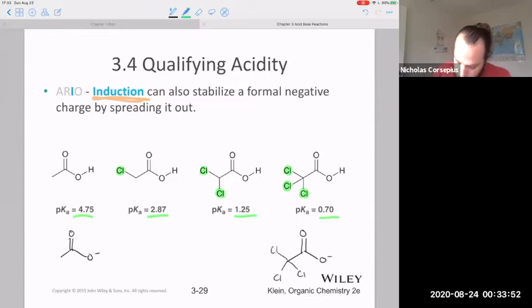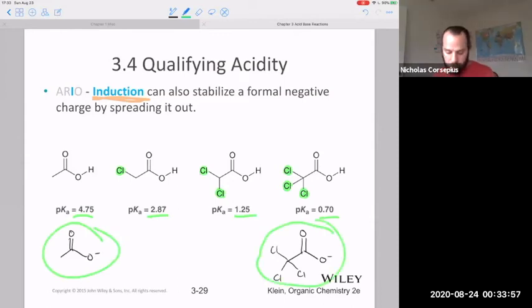So the question is like, why is the structure on the right so much more stable than the structure on the left? Because again, that's what we mean when we're saying strong acid. We're talking about a stable conjugate base. So those chlorines are helping to stabilize that negative charge.